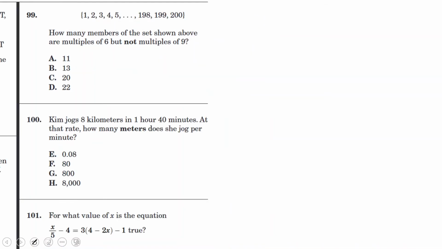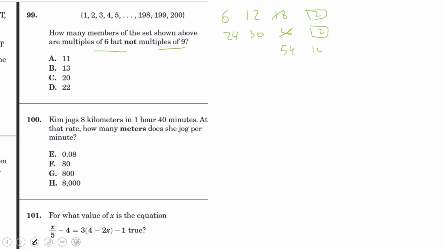G. How many members of the set shown above are multiples of 6 but not multiples of 9? Okay, let me show you actually some tricks right here. So if you go 6, 12, 18, right? And then we're going to go 24, 30, 36. You see how these guys are divisible by 9, so we have to exclude them. However, here we have 2 multipliers of 6 and not multipliers of 9. So every 18 terms is going to happen like this.